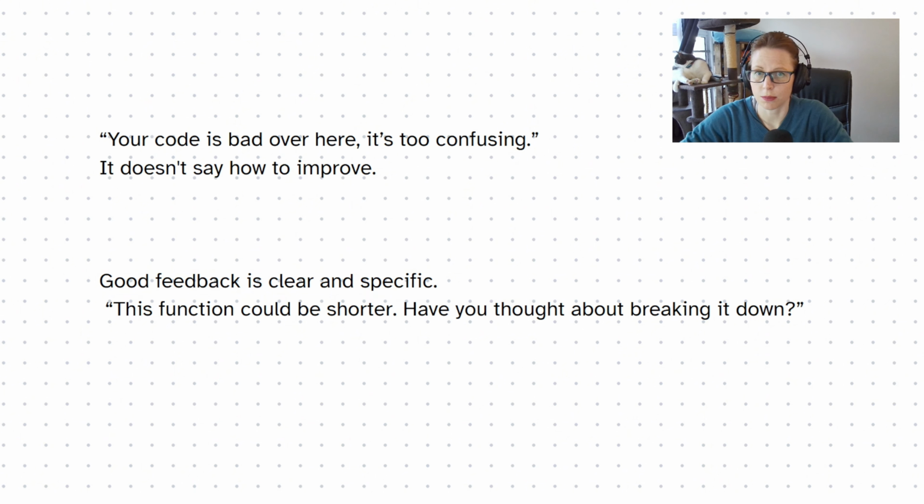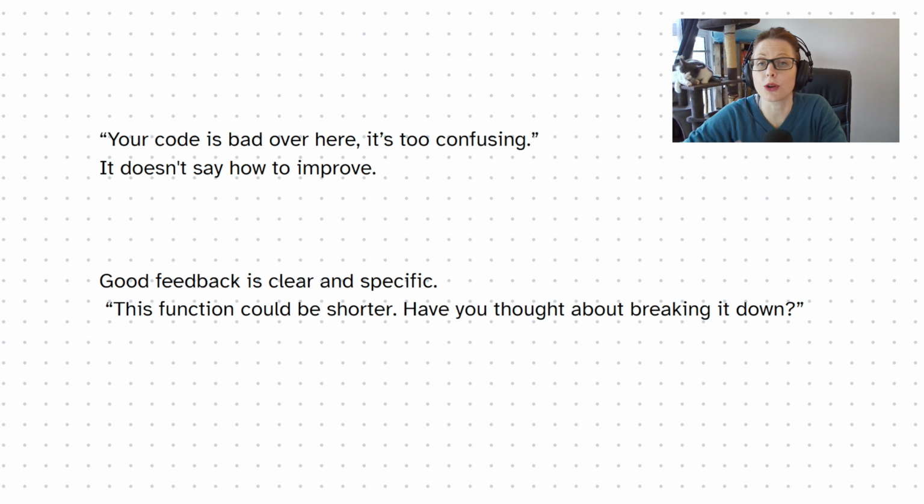Let's look at the example of "your code is bad, it's too confusing." This is negative feedback. And why is it negative feedback? Well, it doesn't say how to improve. It just points out that it's wrong, that it's bad, that it's not good.